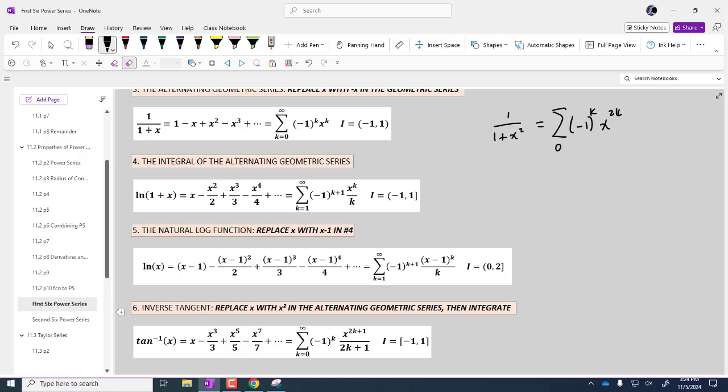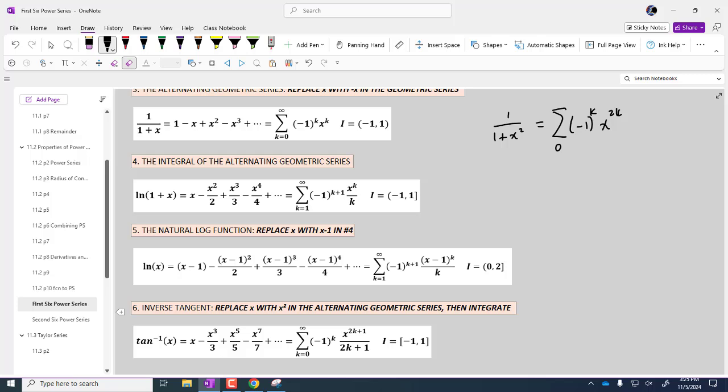New power series. How do we get to arctan from that? Integrate. Right? If you integrate 1 over 1 plus x squared, you get arctan. This is just a polynomial, so you can integrate it. Add 1 to the exponent, divide by the new exponent. That is what builds this.